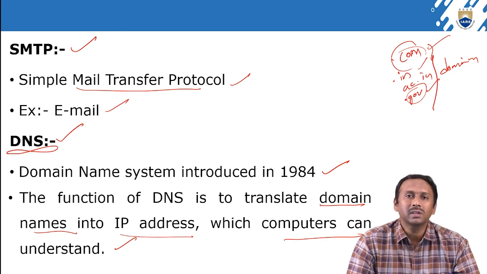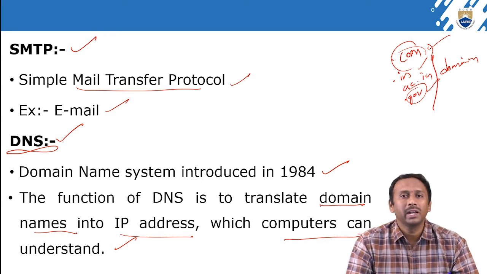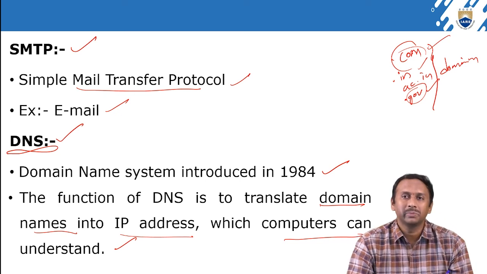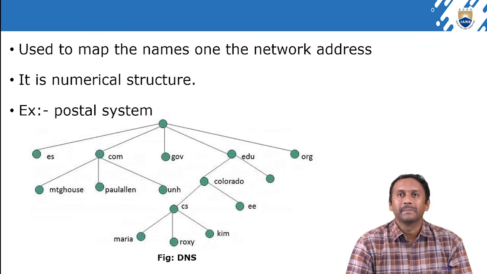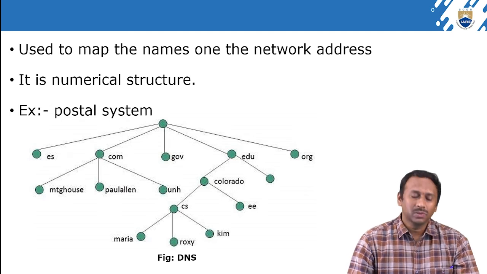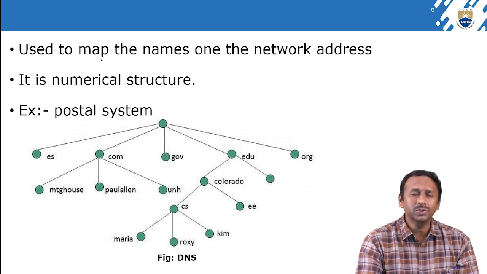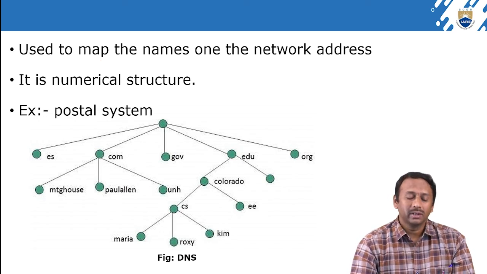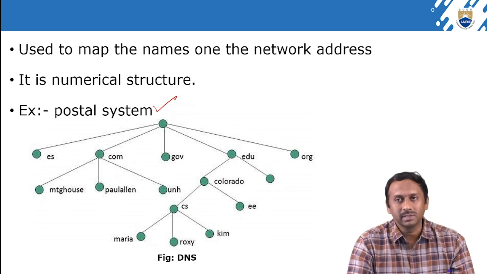Across the network, in the sense across the world, we have so many networks, and every network has n number of devices connected. Each and every device is identified with the help of IP addresses only. And this is an example. It is used to map the names onto a network address, which is a numerical structure. The best example for this is the postal system.